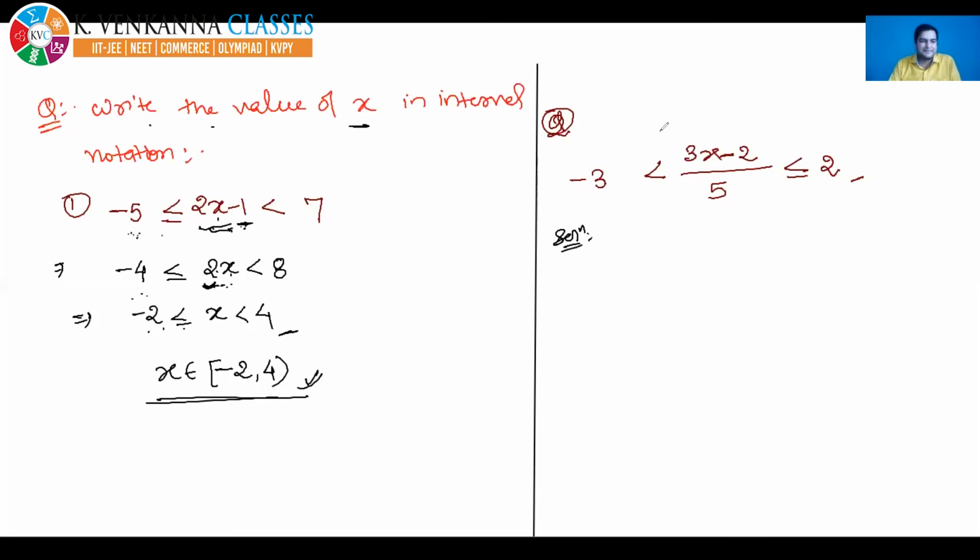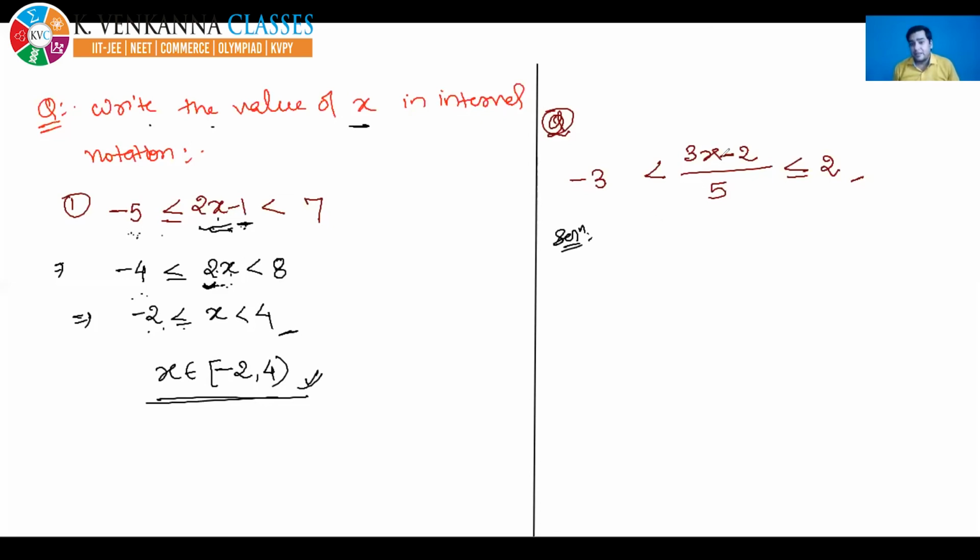Let me check. Minus 13 by 3 to 4 by 3, again that is not correct. Minus 13 by 3 to 4, closed interval. That's the correct answer. Chaitanya Vardhan, you are right, I think. Okay, so I'm going to solve it. One student has given the absolutely correct answer.